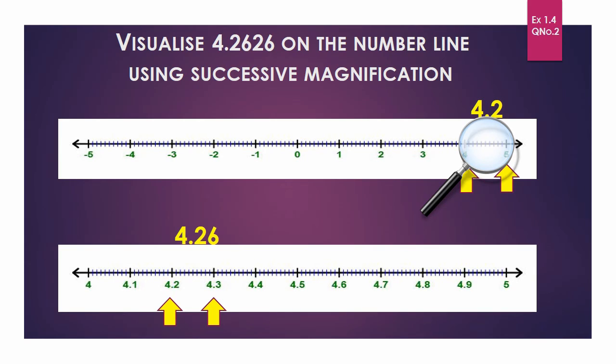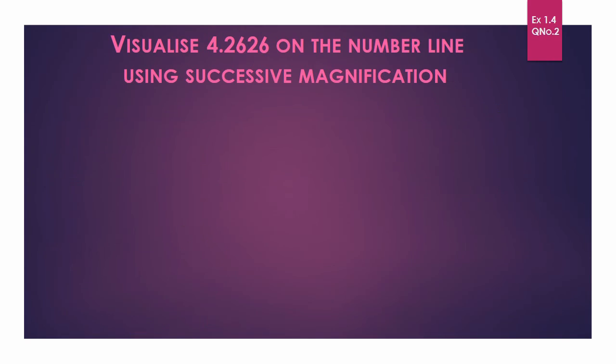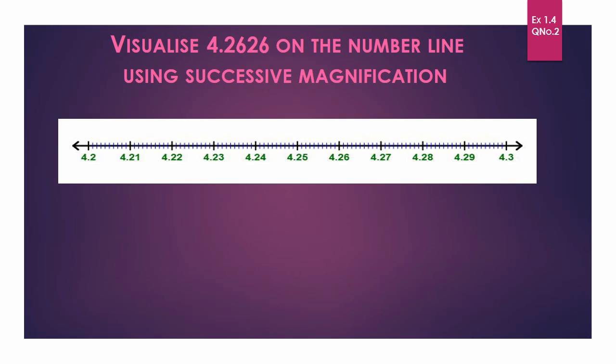Now magnify the portion of the number line which lies between 4.2 and 4.3. Divide it into 10 equal parts. The first point to the right of 4.2 will represent 4.21 and second 4.22. Sixth part from 4.2 represents 4.26. Now we look at the number 4.262. This number lies between 4.26 and 4.27.